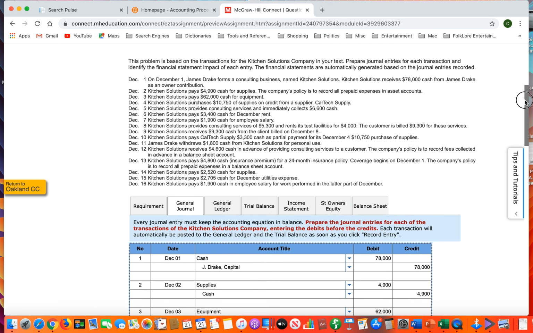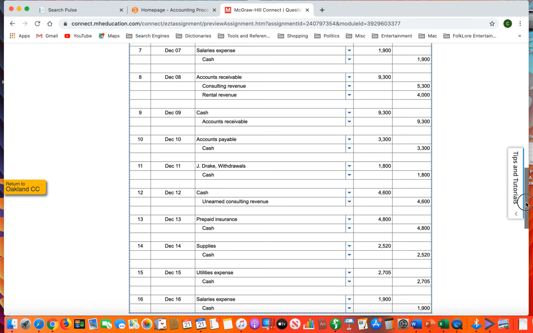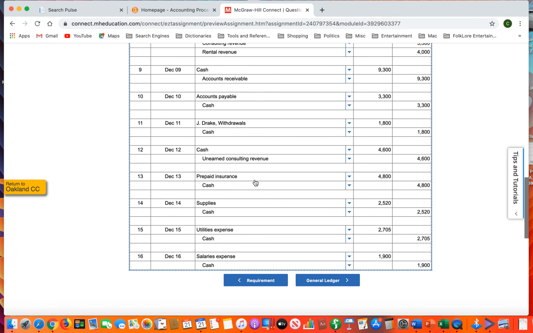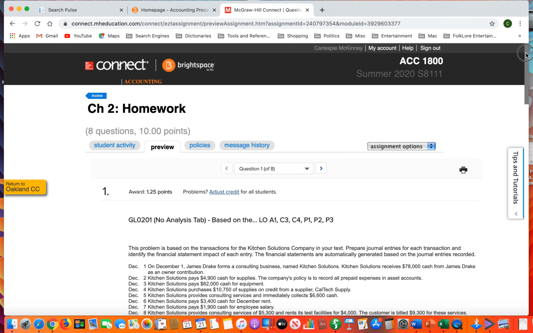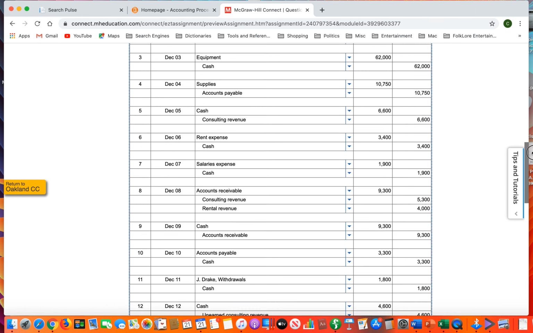Let's look at December 13. Kitchen Solution pays $4,800 cash for 24 months of insurance coverage. Okay. So again, it's a prepaid expense, prepaid insurance. So December 13, prepaid insurance is debited because it's an asset, and cash goes down. Okay. So these are all the journal entries.